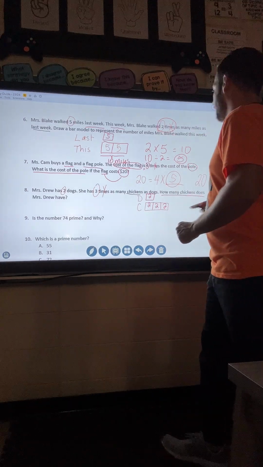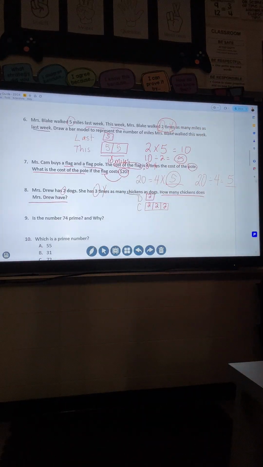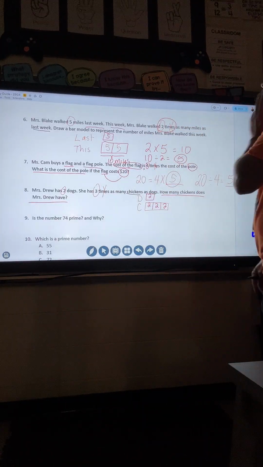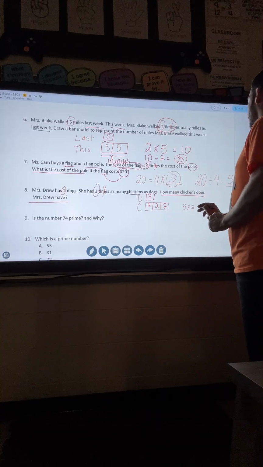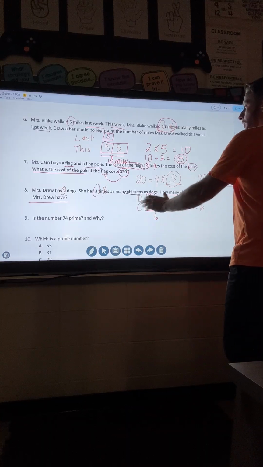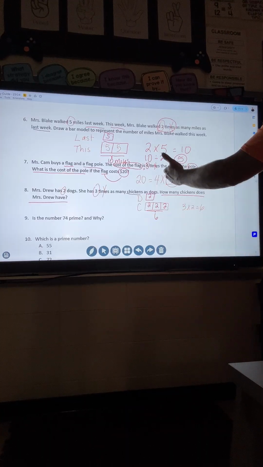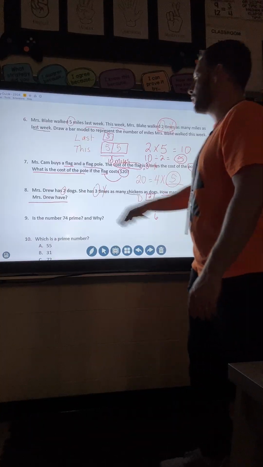When you underline your question and you have your circled numbers, you evaluate and see that your bar model that you drew shows you have 3 times 2, which is 6. That's the number that would go below your bracket on chickens. So she has 6 chickens, and she has 2 dogs. It's only asking how many chickens does Miss Drew have.